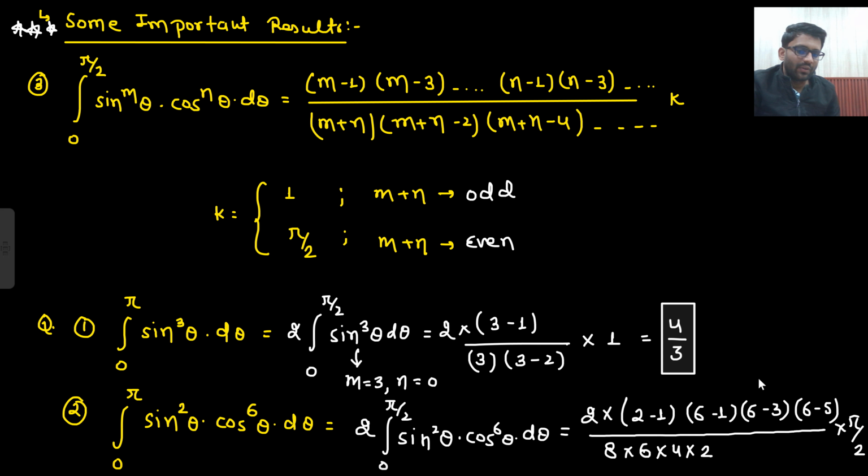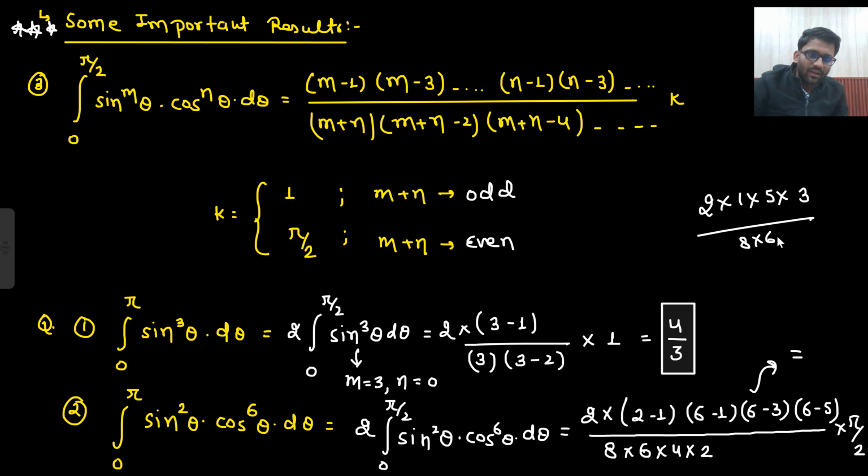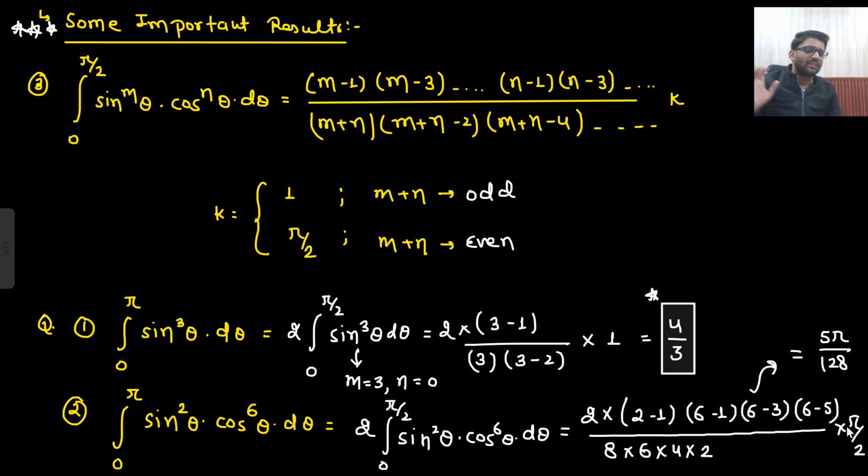So when you solve this, what are you going to get? 2 into 1 into 5 into 3 into 8 into 6 into 8 into pi by 2. 3 into 2. So 5 pi by 128. When you solve it, you are getting 5 pi by 128. So this should be there in your mind. So that's why I kept it in a box. This I am not keeping in a box.